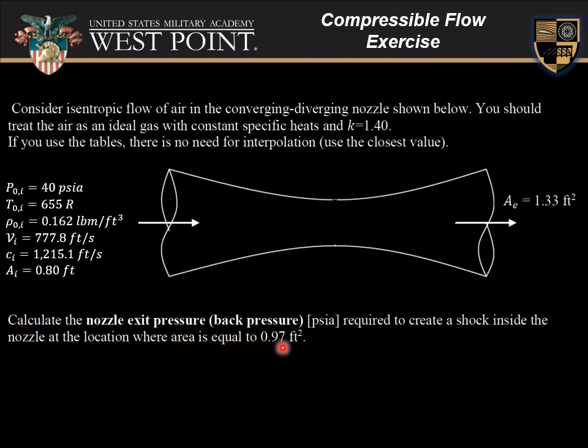We're given that the area where the shock occurs is going to be at 0.97 feet squared. We know for a shock to occur, we have to be supersonic. So that means we have to be somewhere beyond the throat where Mach 1 is. So we'll be somewhere to the right in our diverging nozzle with our shock right here. And that area is going to be 0.97 square feet. And we're asked to figure out the back pressure, or really the pressure at the exit of the nozzle here. We're given lots of good information about the inlet, so we know the stagnation pressure, stagnation temperature, stagnation density, the velocity and the speed of sound at the inlet, as well as the area at the inlet is 0.8 square feet.